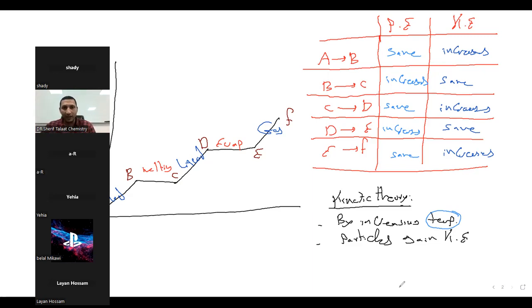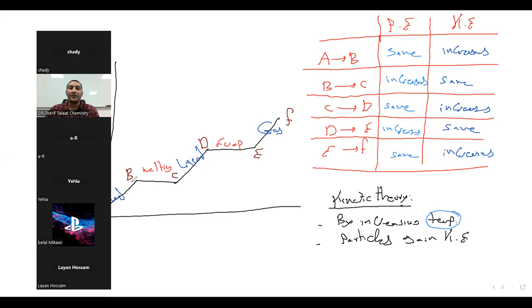Okay, so A to B, C to D, E to F, kinetic? So again, by increasing temperature, kinetic energy increases. Okay. And potential doesn't change. When does the potential increase? When there is no change in temperature. Can anyone tell me the reason why the temperature didn't rise from B to C or D to E? Why doesn't temperature change?